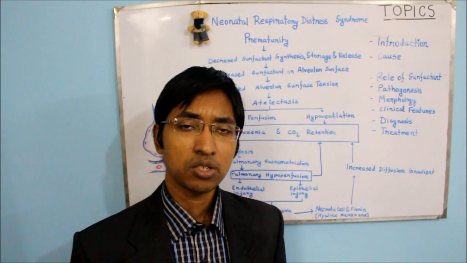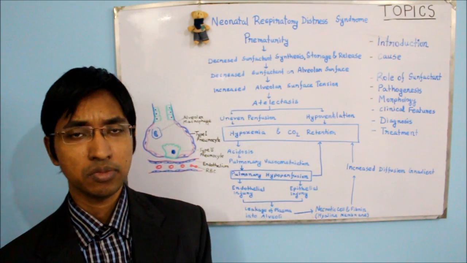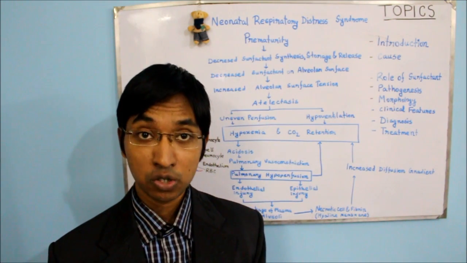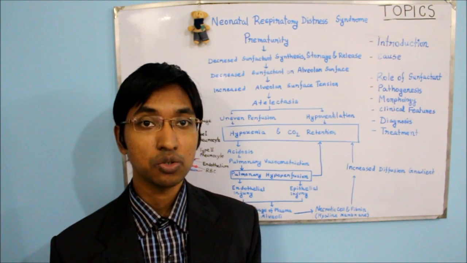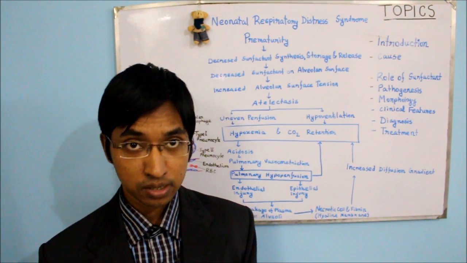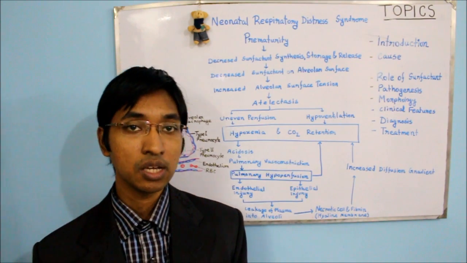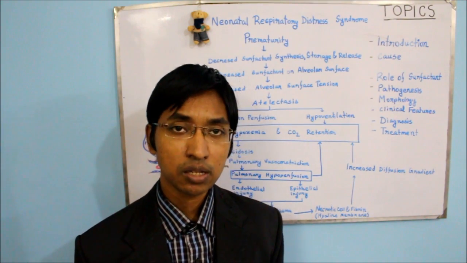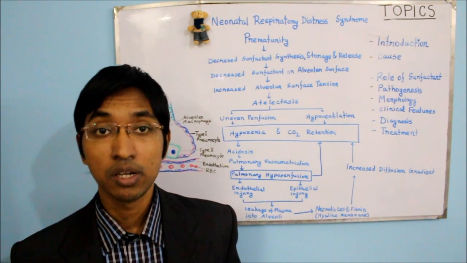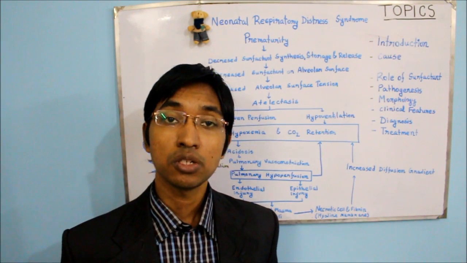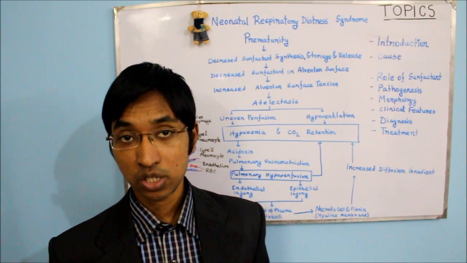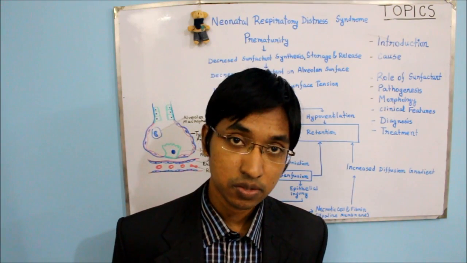And in your textbook you will see that if the gestational age of the baby at the time of birth was less than 28 weeks, 60% of such infants can develop this disease. And if the gestational age of the baby at the time of birth was between 28 weeks to 34 weeks, then 30% of such infants can develop this disease.